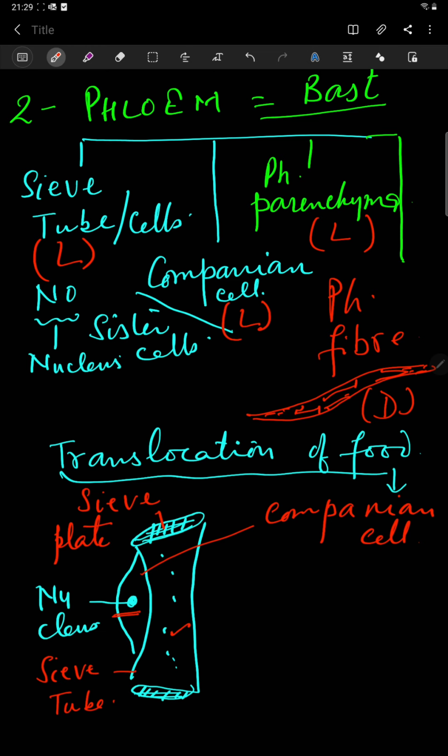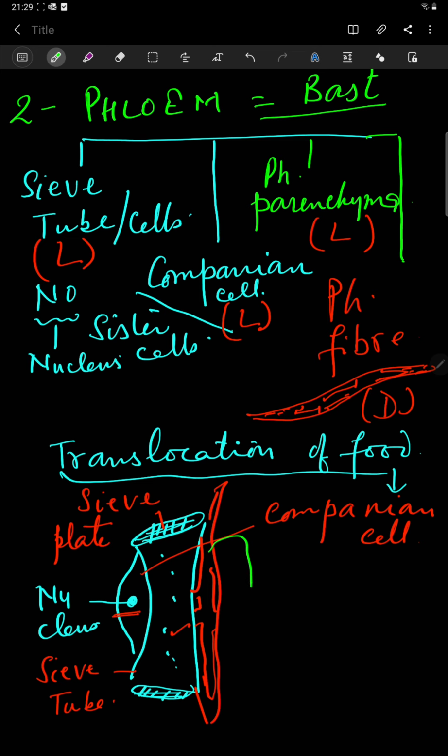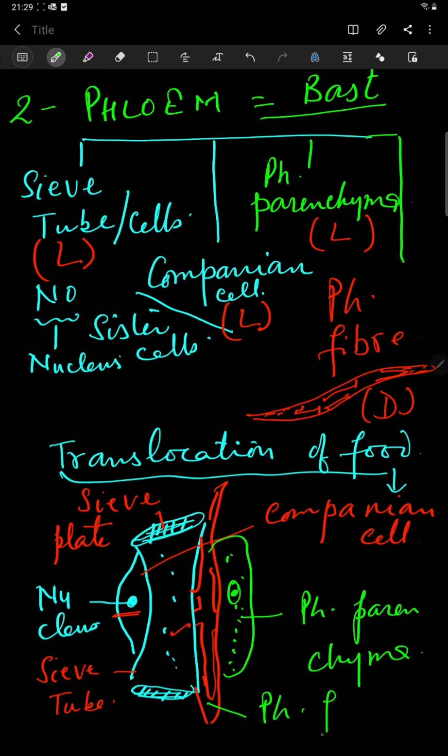Now the rest part is phloem fiber. So I am going to make the phloem fiber and attach the fiber over here. This is phloem fiber. It can be placed anywhere for mechanical support, for holding all the cells together. And last one is the phloem parenchyma. No doubt it is living, so the nucleus is present along with the cytoplasm. So this one is phloem parenchyma, and this one is phloem fibers.